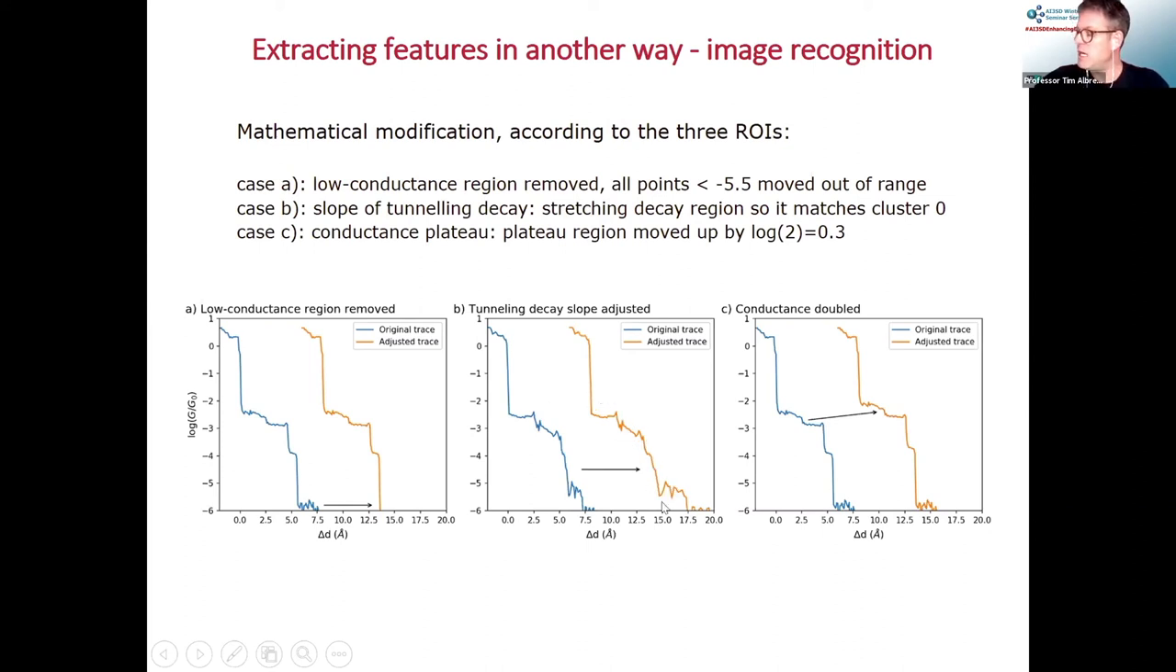It's got a less deep decay here. And then we've got case C, where we change the height of the conductance plateau. In this case, just by a log two, so 0.3 on a log scale, and this is a relatively small effect, as you can see here in the third diagram on the right.